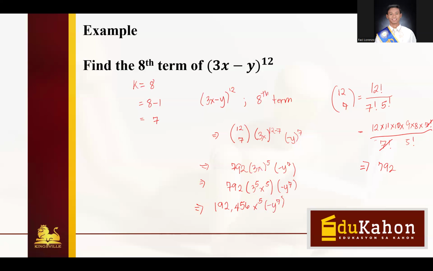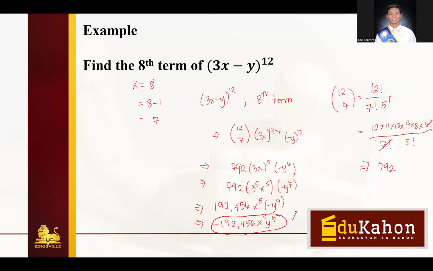Since we have a negative value here, this will become negative 192,456 times x raised to 5 times y raised to 7. Okay, so we don't need to write the parentheses anymore. So we write them as one quantity. Okay, so this is your final answer.